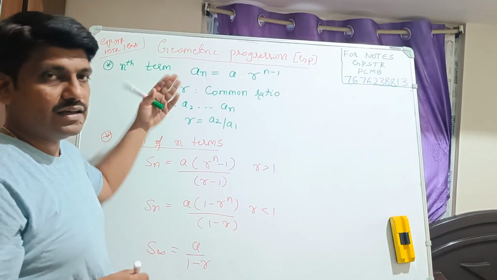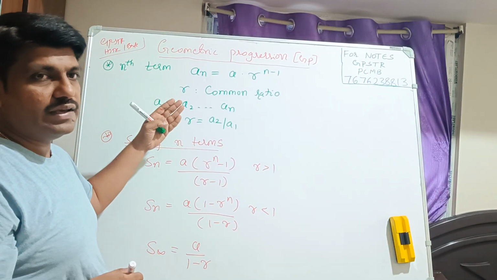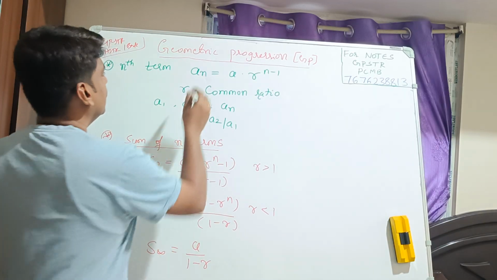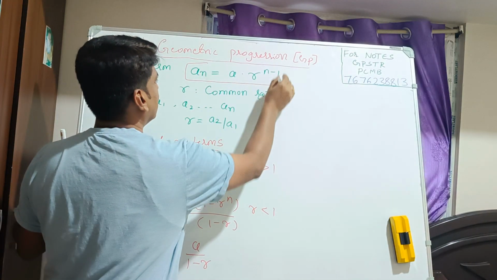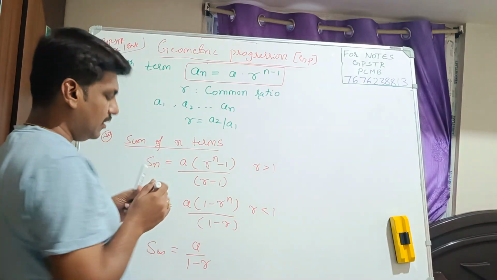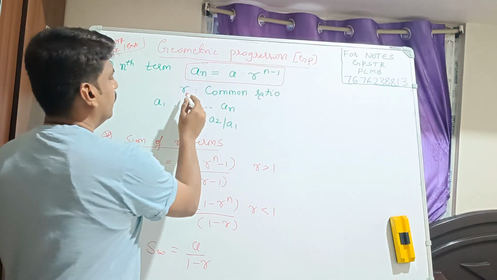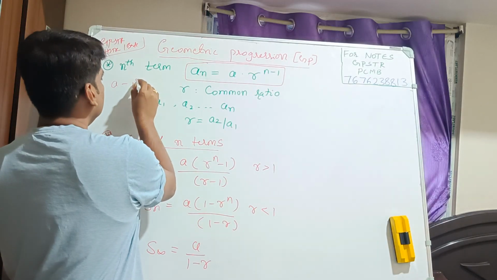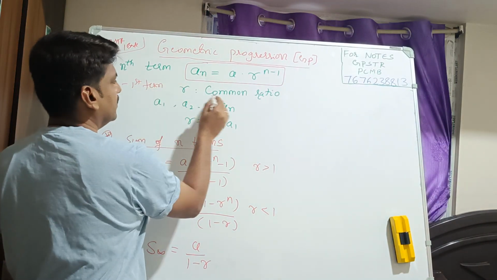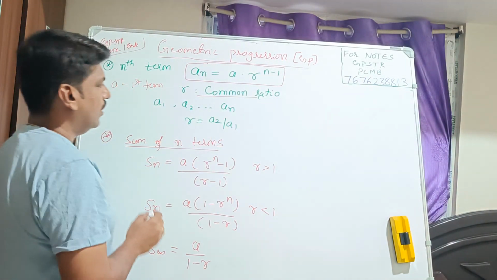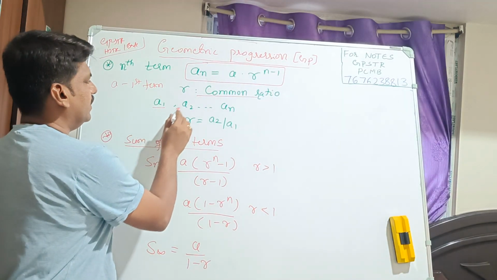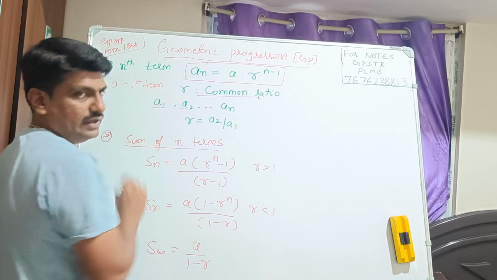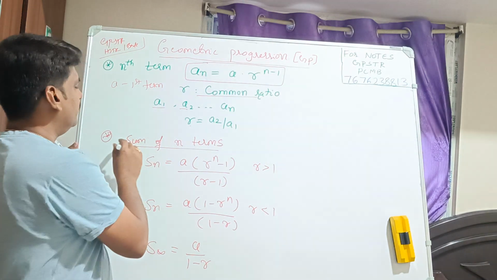Here, as with arithmetic progression, we have the nth term and the sum of the n terms. How to calculate the nth term? We have the formula: the nth term an is equal to a multiplied by r power n minus 1, where a is the first term and r is the common ratio. How to calculate the common ratio? If a1, a2, up to an is given, the common ratio is a2 divided by a1. That is how we should calculate.